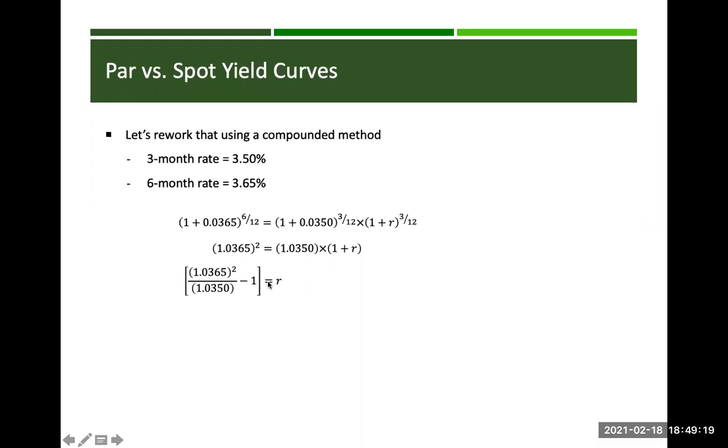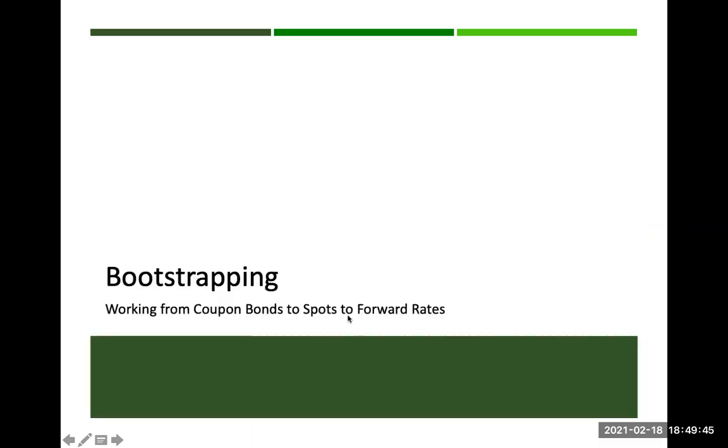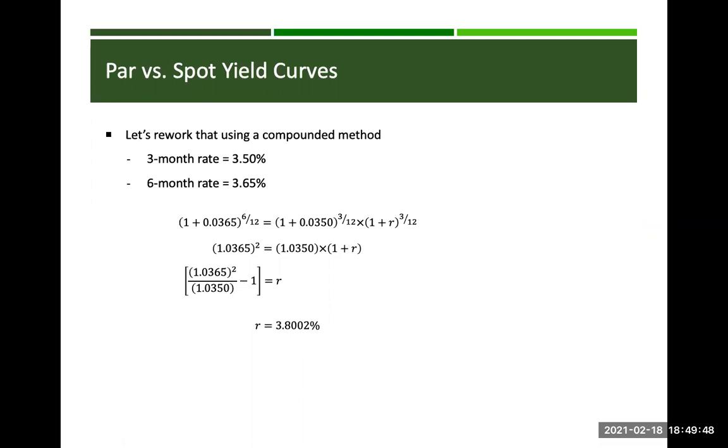Now it's just a matter of solving for this interest rate R, this forward rate. What you most likely would hear someone in this specific market call that: it starts in 3 months, matures in 6 months. 3.8002%. That's a forward rate.